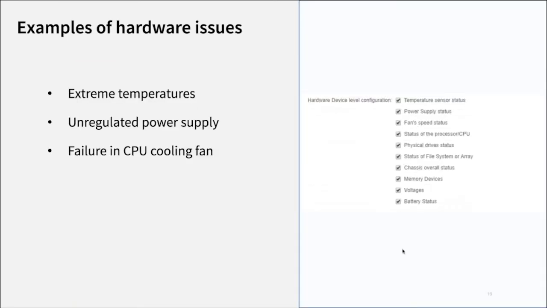And coming back to the hardware problems, so on your right, you can see the different parameters that you can monitor with Applications Manager. And on the left, you can see some examples of what could happen if these hardware parameters go unnoticed. For example, extreme temperatures or unregulated power supply can actually cause your server to break down. And this could cause a disruption in service delivery.